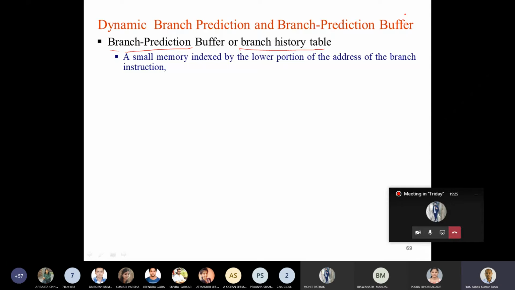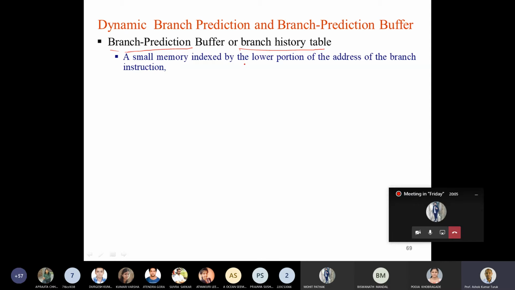So one of the simplest dynamic branch prediction techniques is using a branch prediction buffer, also known as a branch history table. Let's look at what this prediction buffer is. It is a small memory indexed by the lower portion of the address of the branch instruction. It is like a cache or small portion of memory where the lower few bits of the branch instruction address are used to index into the buffer, and you extract some information from it.